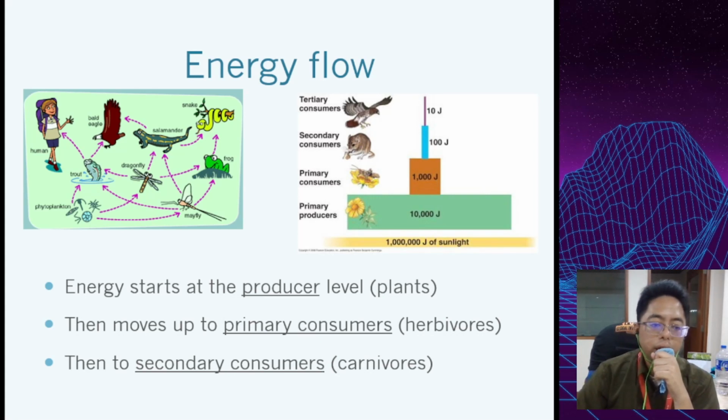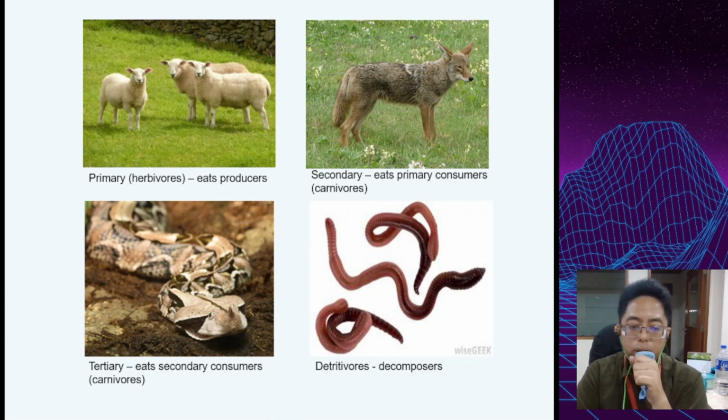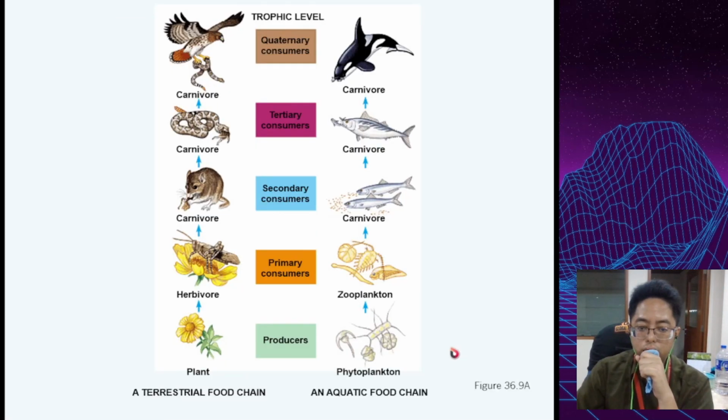Energy flow. Energy starts at the producer level, which is plants, and then it moves to the primary consumers, which are herbivores, and then from there it moves to the secondary consumers, which are carnivores. Primary consumers, or herbivores, eat producers. Secondary consumers eat primary consumers, so usually they are carnivores. Tertiary consumers eat secondary consumers, which are carnivores. And all of these will be eaten by the detritivores, which are the decomposers.